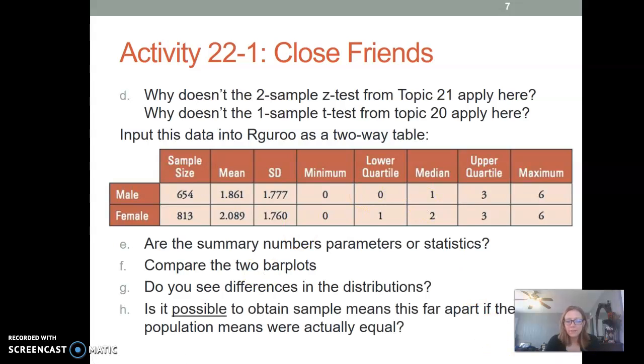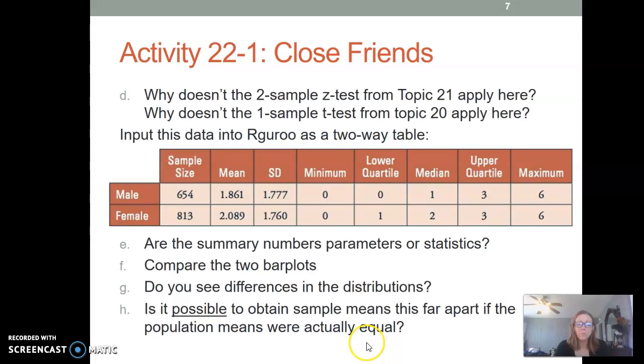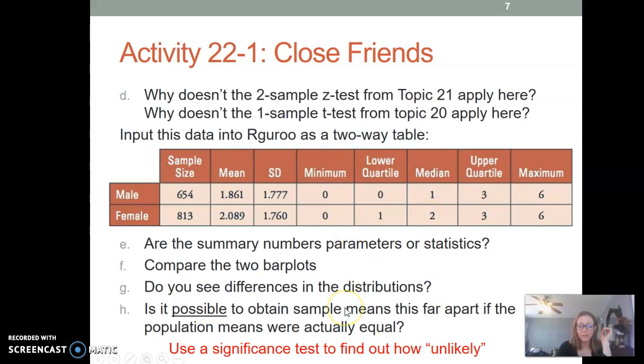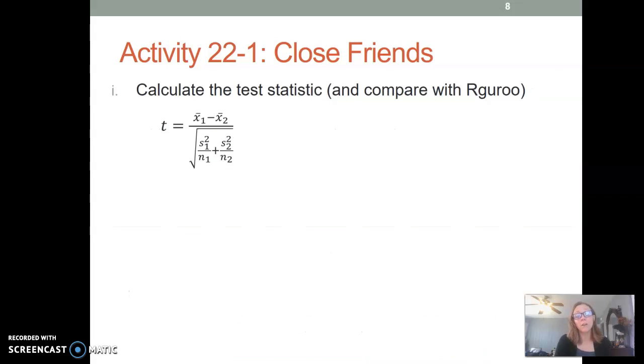And the question that we're asking is: is it possible to obtain sample means this far apart, 1.861 compared to 2.089, if the population means actually were equal? So that's the question that we're going to be asking, and this gets at significance testing. We're going to use a significance test to find out how unlikely that would be. And if it's very unlikely, then I can conclude that the population means probably are different.